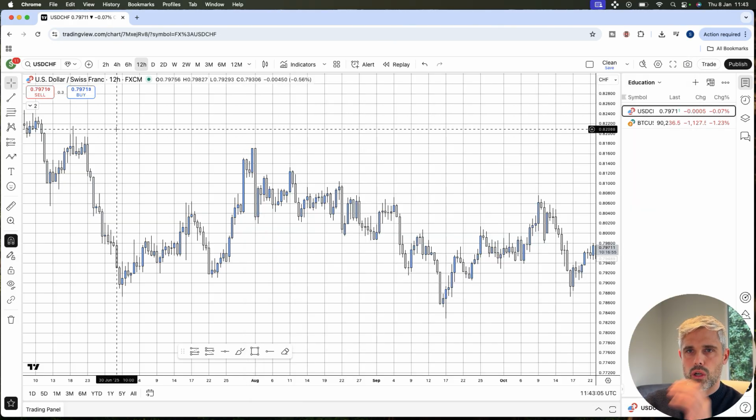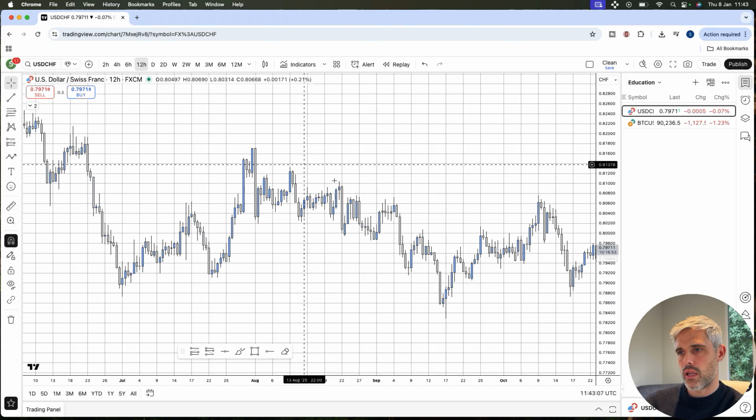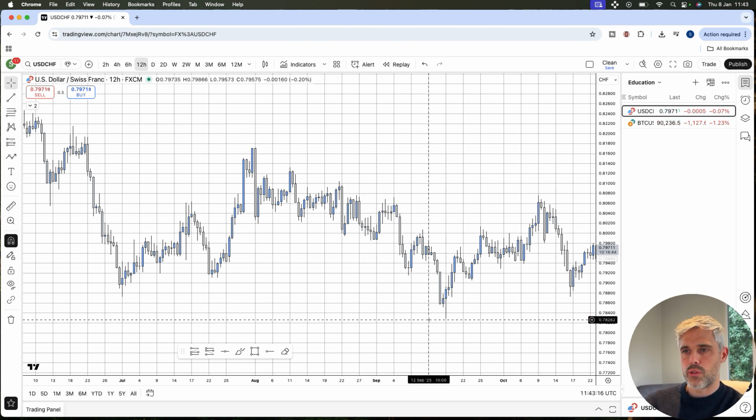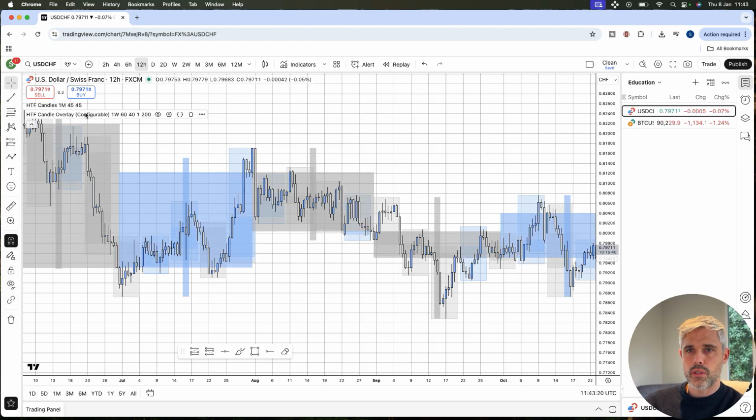So I'm just going to show you, for example, looking at USD CHF, why this particular order block causes a down move. And it's very simple actually. I'm just going to overlay these higher time frame candles. Multi-time frame analysis is very important. You always need to be trading higher time frame candle ideas and executing on lower time frames.